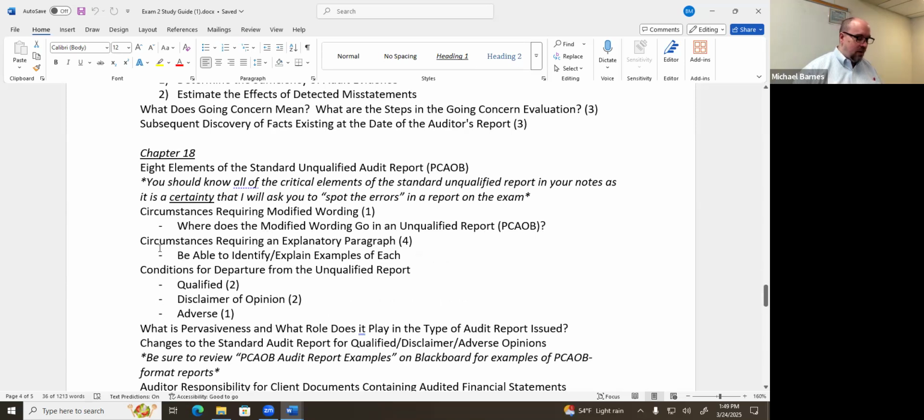8 elements of the standard unqualified audit report, PCAOB. I'm going to tell you that this is the minimum that you should know for the report. And what did I say when I was going over this in class? I said, if you know those 8 elements, you probably can do about 6 points out of 12 on that problem on the exam, okay?